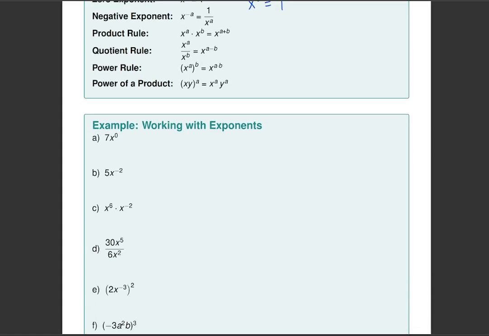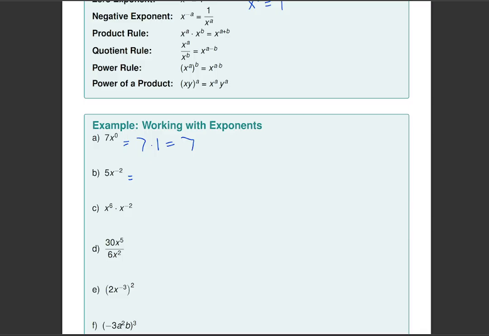Our first example is 7x to the 0. So the 7 doesn't have any exponents on it. It doesn't change at all. The 7 stays. And x to the 0 becomes 1. So this is 7 times 1, which is just 7.